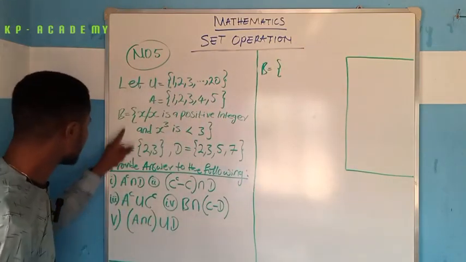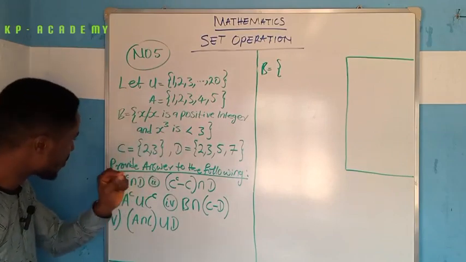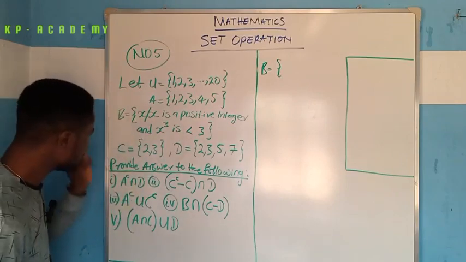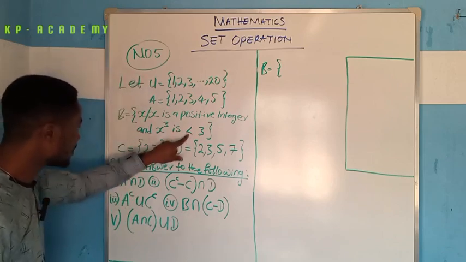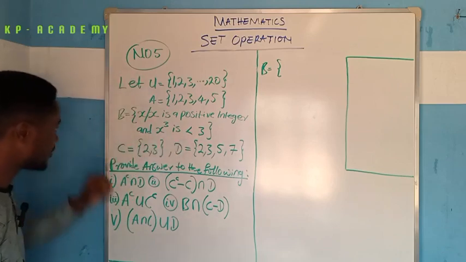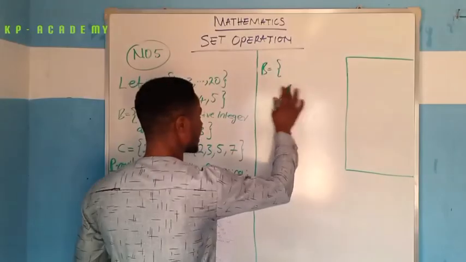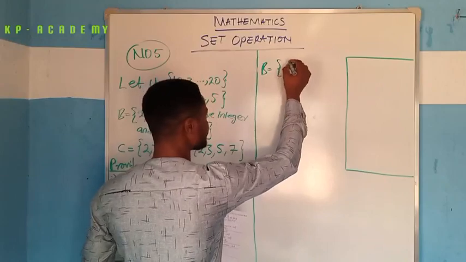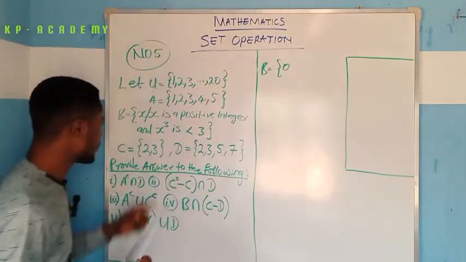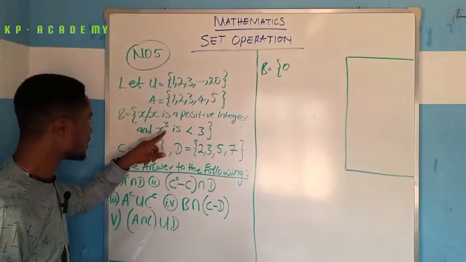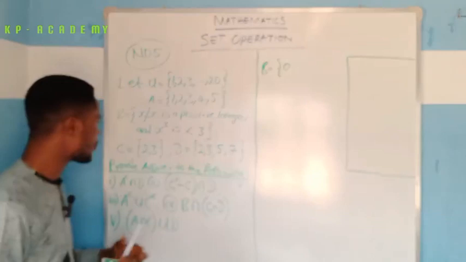So what do we have? Set B says that it is the set of S such that S is a positive integer, number 1, and whatever S will be, its cube will actually be less than 3. So for positive integer, first we are going to know that it is actually from 0. Now if S is 0, if you take the cube, 0 raised to the power 3, it is still 0, which is less than 3. So 0 is among here.